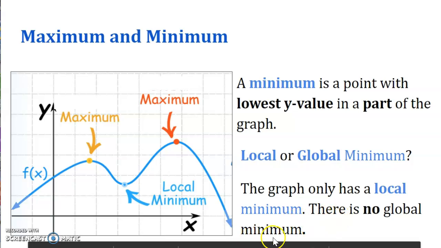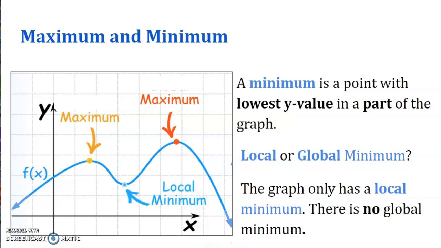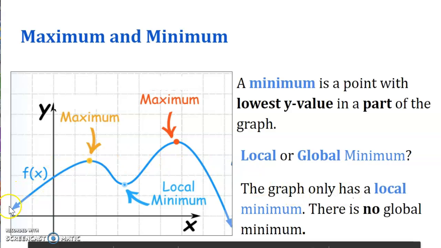Why? Because this graph only has a local minimum. There's no global minimum because this graph continues forever. That's what the arrow indicates. It will extend further and further all the way down to the center of the earth, basically. Likewise here, there is no global minimum, but we do have a local minimum. Just for this region, there is a dip here.